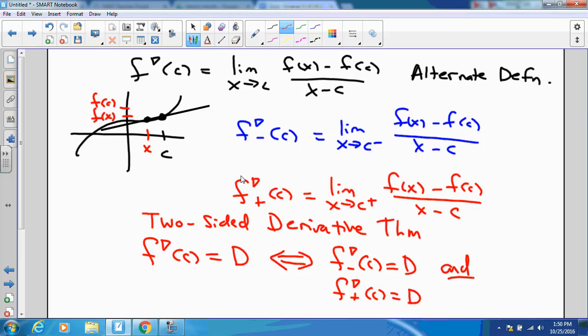So that's our theory. Now, how does this work out in practice? And for the rest of our time, we're going to do examples.